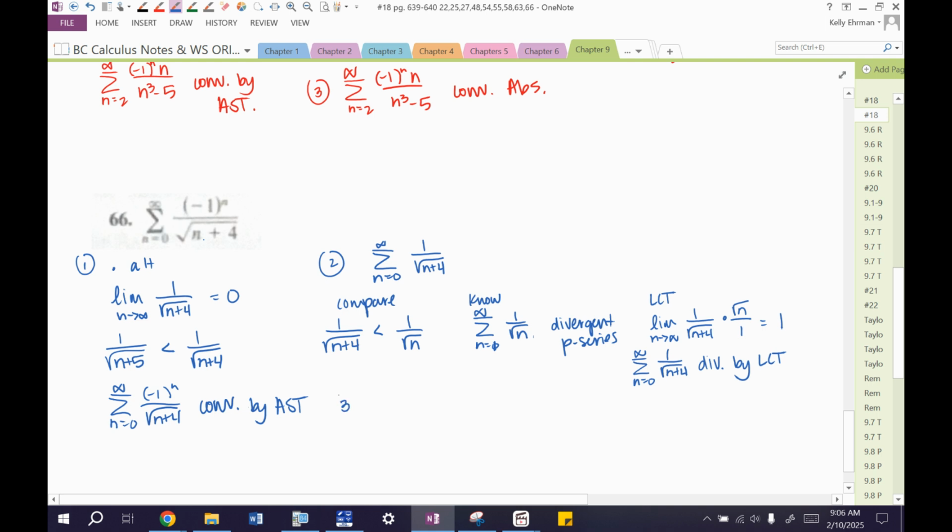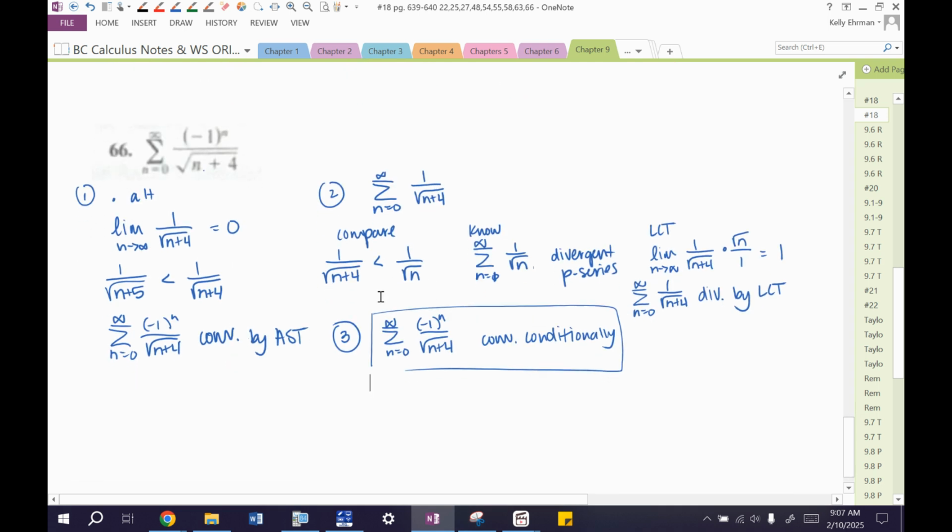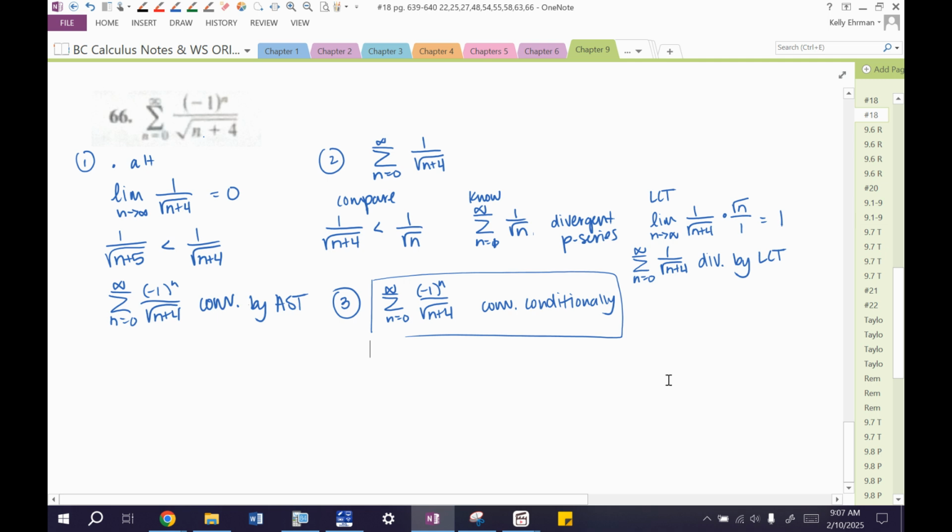So because the alternating converges but the non-alternating diverges, the original series still converges, but it converges conditionally. And remember, converges conditionally just means this thing will converge on the condition that it is alternating. It just means that it doesn't converge all the time. It has to be alternating for that to work.